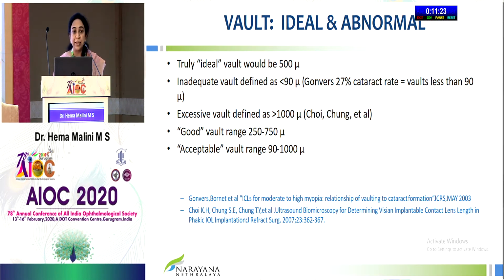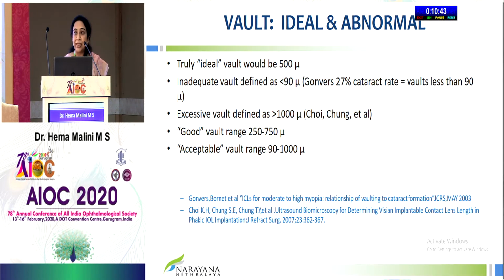So what is this safe distance? Is there a particular number or a safe vault that has to be maintained once the ICL implantation is done? A truly ideal vault should be around 500 microns. Any vault that is less than 90 microns can be considered a low vault. A vault below 90 microns gives rise to cataract formation. And any vault that is more than 1000 microns, as quoted by the studies done by Choi et al., results in angle closure and pigment dispersion glaucomas.